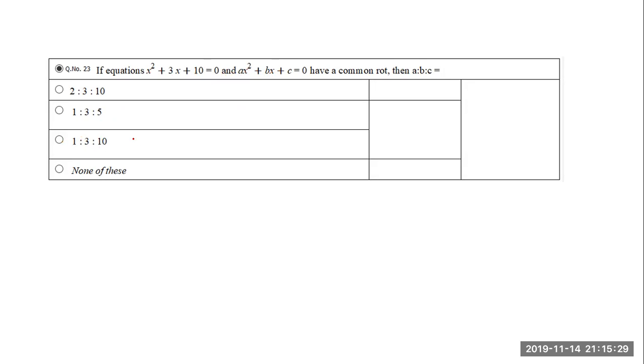I don't want to go to the hint at all. For common roots, a is equal to 1, b is equal to 3, c is equal to 10. Therefore, the ratio of a is to b is to c is equal to 1 is to 3 is to 10. Clear? Please explain this again. This equation and this equation have the same roots, right? That means this equation and this equation should be same. So 1, 3, 10. Simple. Understood? Great.